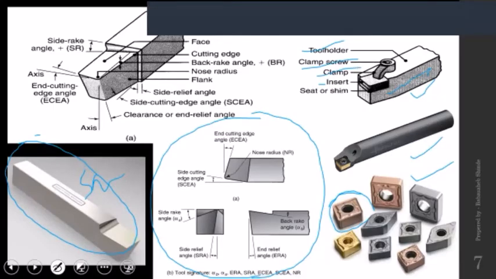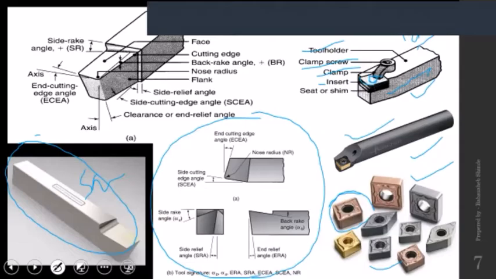Now here, this is an insert which is mounted with the help of this clamp. This is also an old method, but the recent trend is that this insert is provided with a hole at the center, that is shown over here. So this is the latest one.